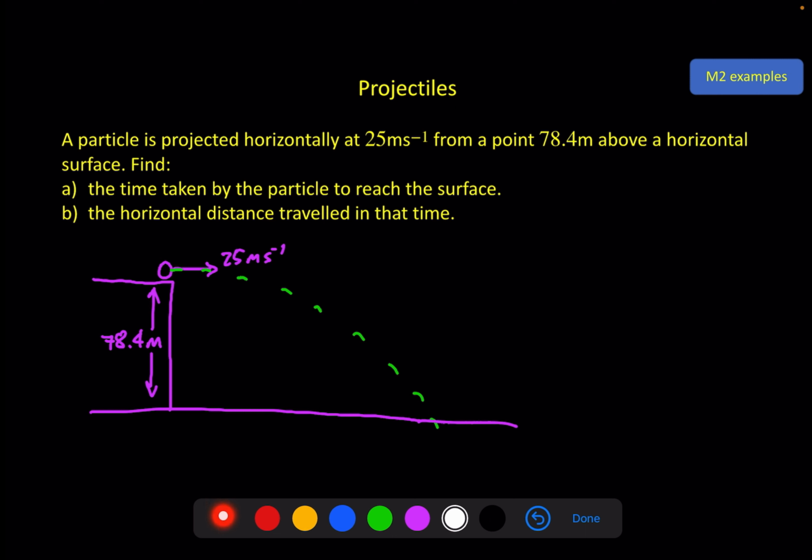Let's actually do the calculation here. So the acceleration downwards, of course, is 9.8. Now I need to be a little bit careful here about my direction that I'm choosing to be positive.